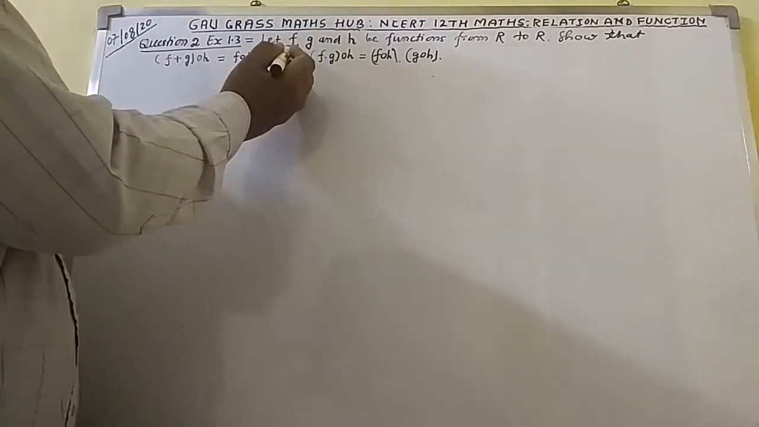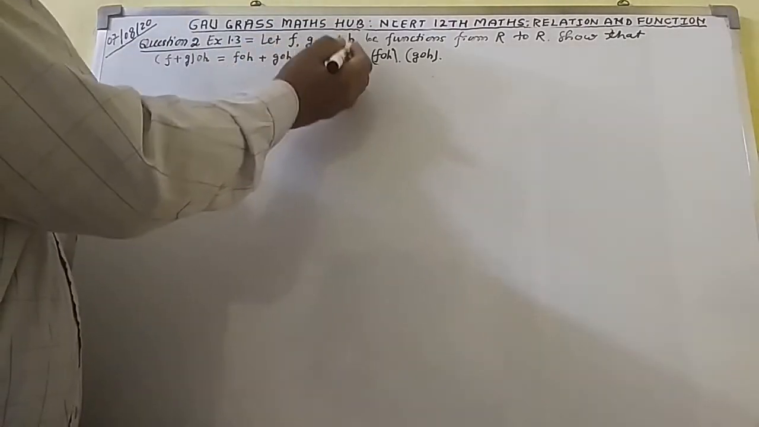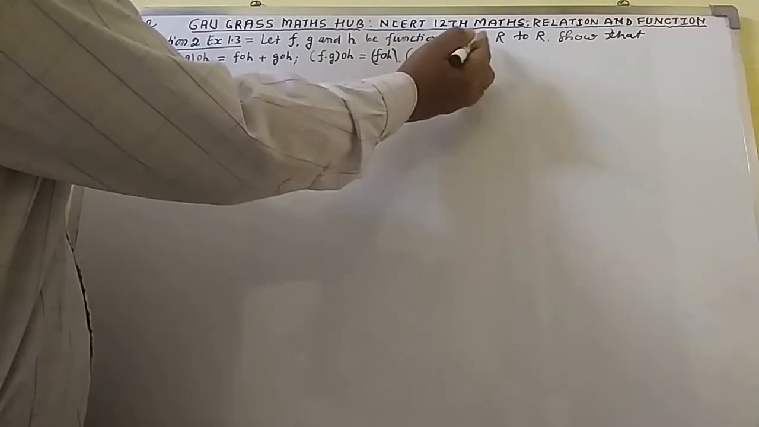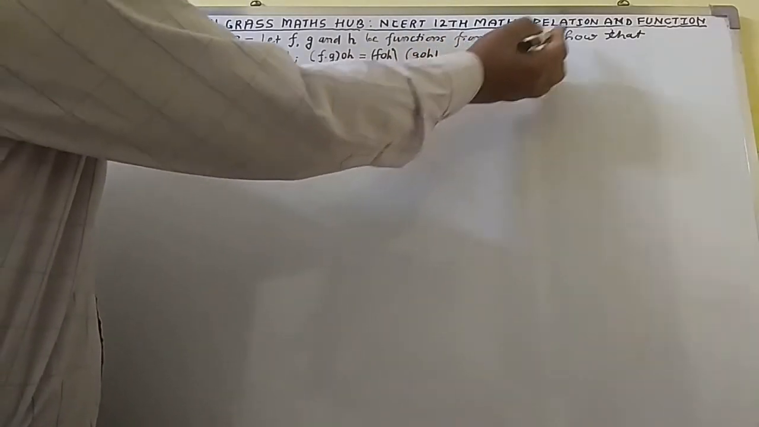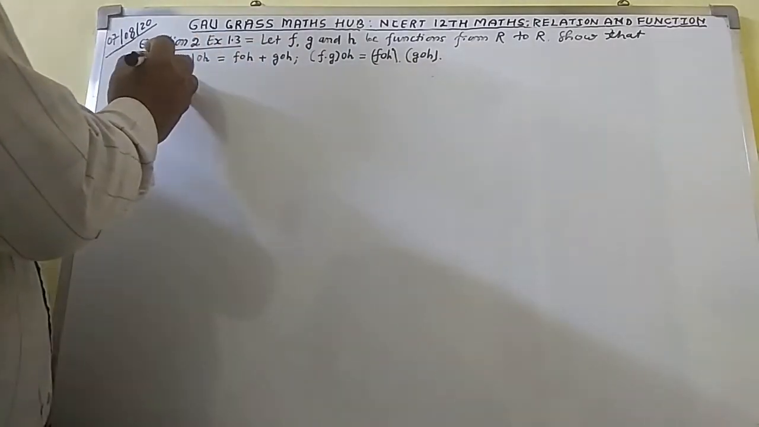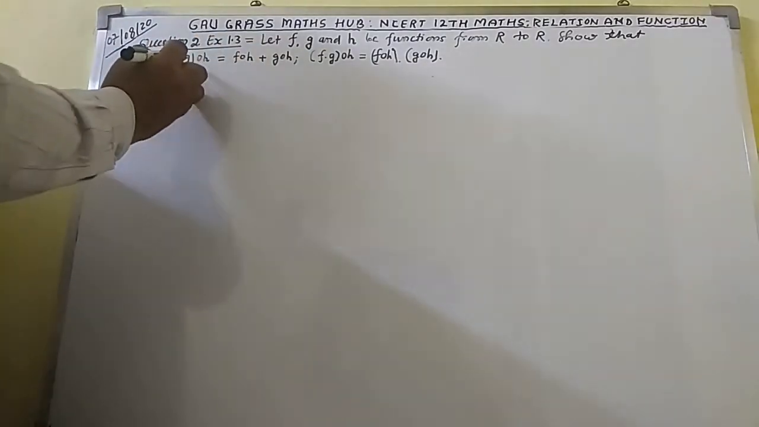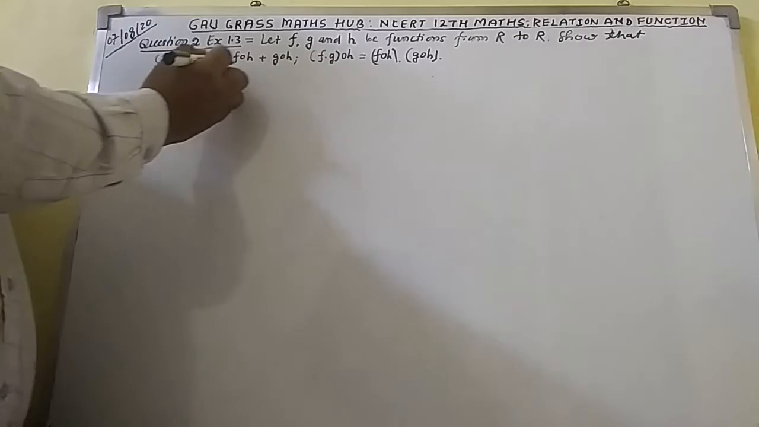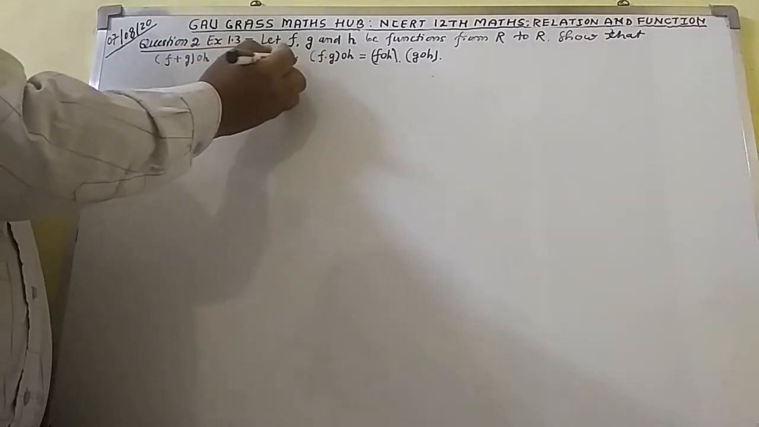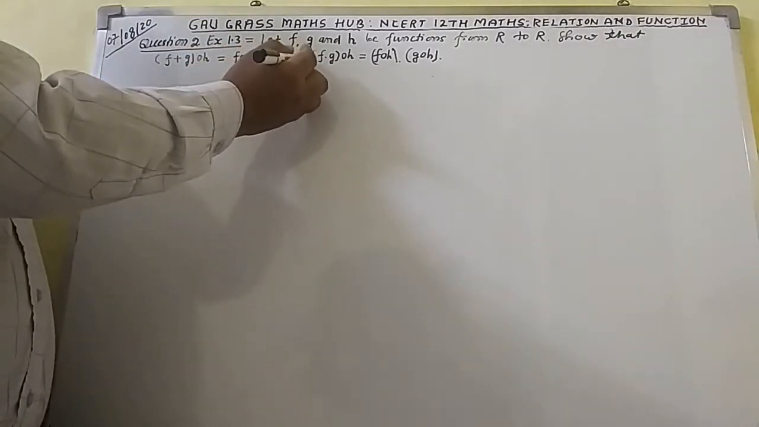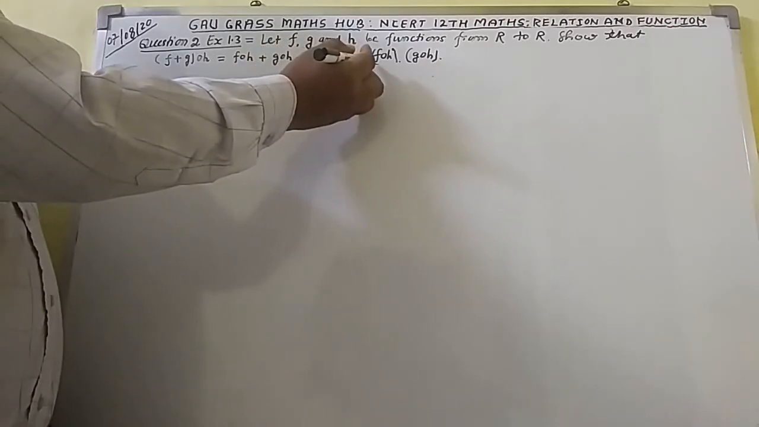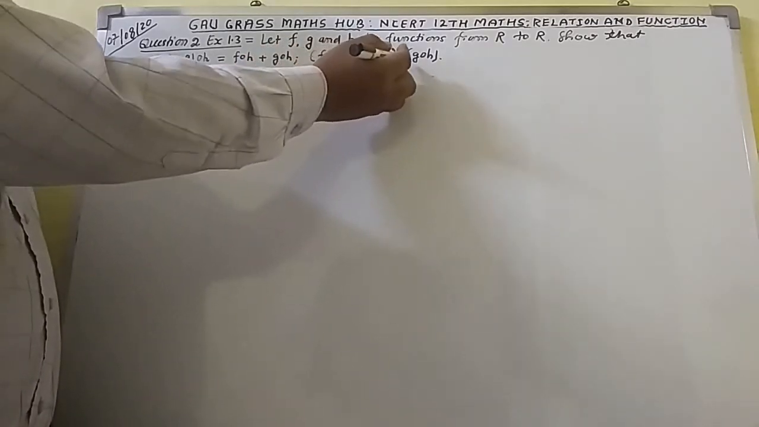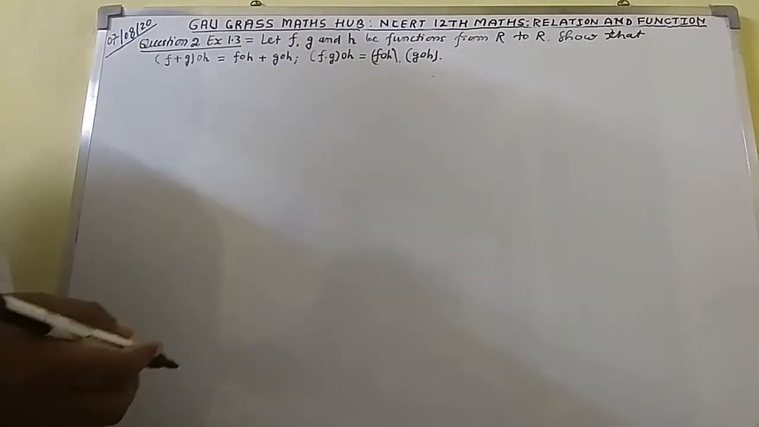Let f, g and h be functions from R to R, so that (f + g) ∘ h = f∘h + g∘h; (f · g) ∘ h = (f∘h) · (g∘h). This is the question.